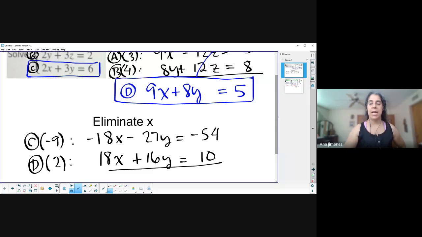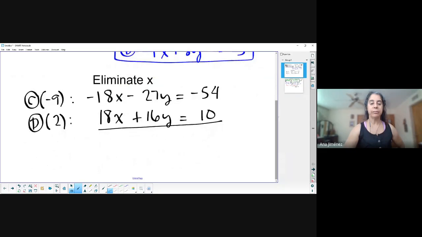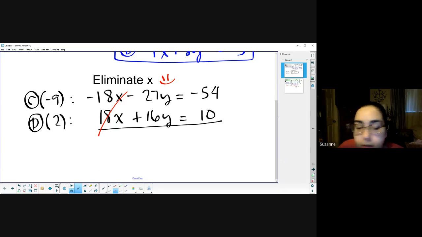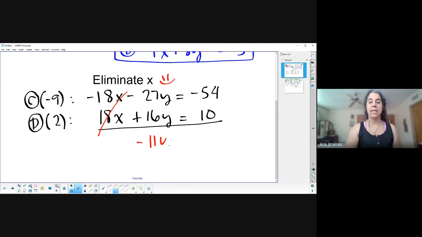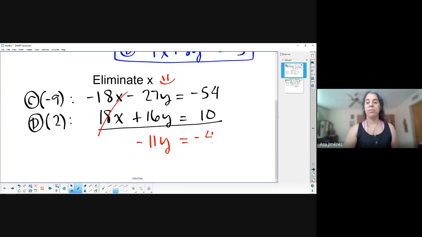All right. And so now I'm going to just use the addition. I'm going to add straight down. My x's are gone. Yay, that's what I wanted. And then I end up with -11y equals -44. So now I'm at my 1 by 1.